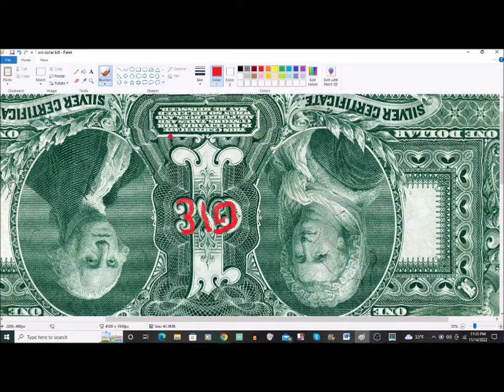Okay. Oh dear, oh dear. I wish I could just draw these things without it. You know, why can't I do it with like a stylus thing. That's better. 319. Okay. 319 right there.